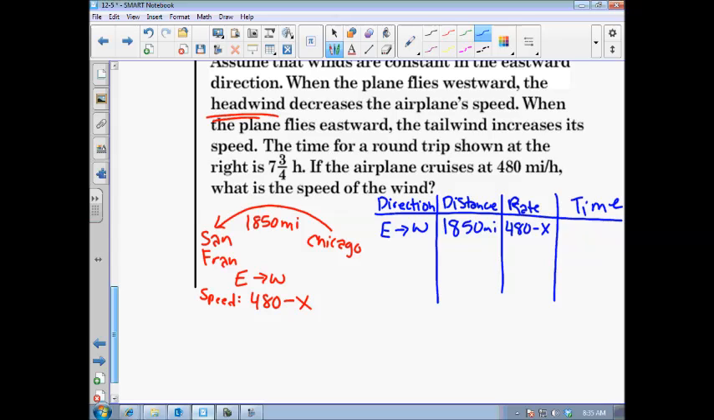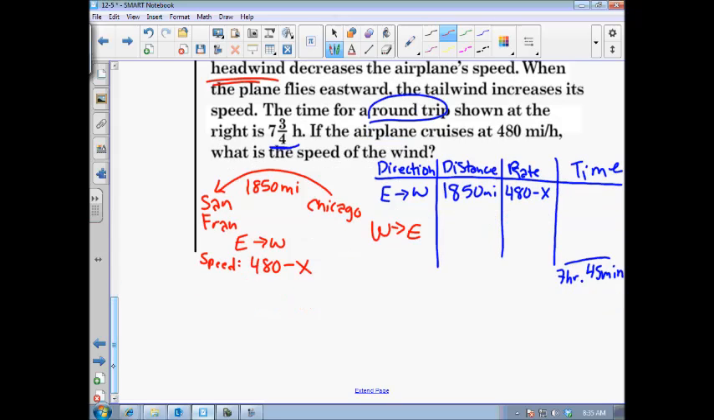Okay, do we know the time it takes to go from Chicago to San Francisco? No. What does this time represent? Round trip. That's the total time, 7 hours and 45 minutes. Total time. What about the other direction? We turn and go back, because it is round trip. West to east. What's the distance? 1850. It's still the same distance, no matter which direction you're heading, right?